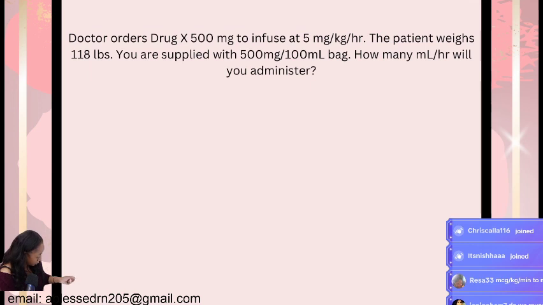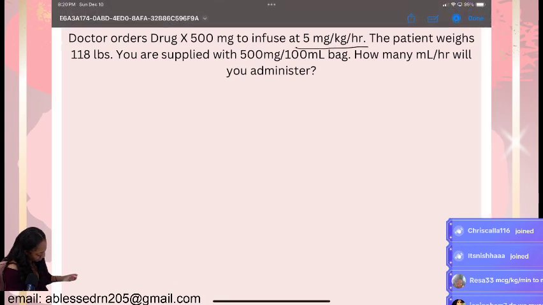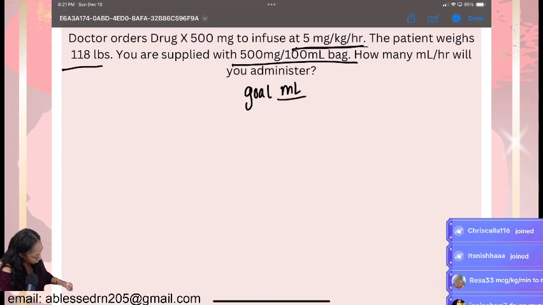Alrighty, so we are looking for: doctor orders drug X 500 milligrams to infuse at 5 milligrams per kilogram per hour, okay? So this is what it's going in at. And the patient weighs 118 pounds, and we are supplied with 500 milligrams in a 100 mL bag. How many mLs per hour will you administer? So our goal is to find mLs per hour. So our PPP, patient prescription product. That's what I go by, because a lot of people are like, well, how do you know what to get out of the problem? PPP: the patient's weight, the prescription, what's ordered, and the product, the medicine.